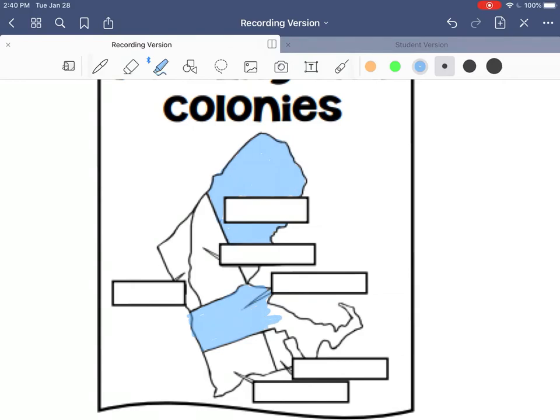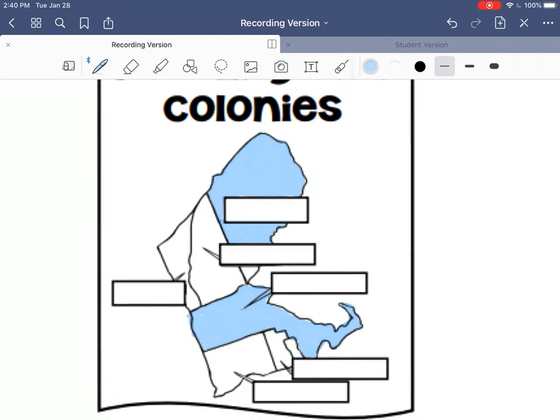And the way this worked, when the king agreed to start colonies, he would give a governor a charter, a legal document that said you have permission to start this colony. So the Massachusetts colonies were chartered for specific purposes. You had to tell the king what you intended to do in these areas. But let's go ahead and label them.